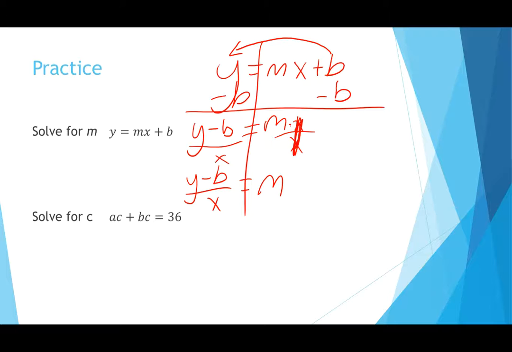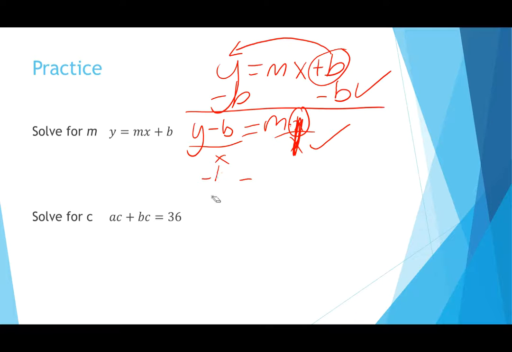Okay, and we only did 2 steps. We had to get rid of plus b, so we subtracted. We had to get rid of times x, so we divided. And that's it. And you can see we subtracted the b, we divided the x, and we're all set. So now let's look at the second problem here.